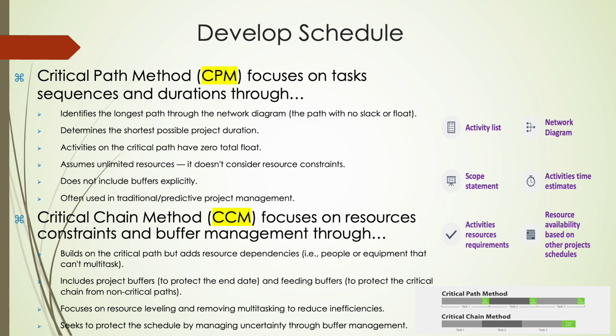Developing a project schedule requires several key inputs to ensure accuracy and feasibility. These include the activity list, which identifies all the tasks to be completed, and the network diagram, which visually sequences these tasks based on dependencies. The scope statement defines the boundaries of the project, while activity time estimates and resource requirements help predict the effort needed. Additionally, resource availability must be checked against other project schedules to avoid conflicts and overallocation.